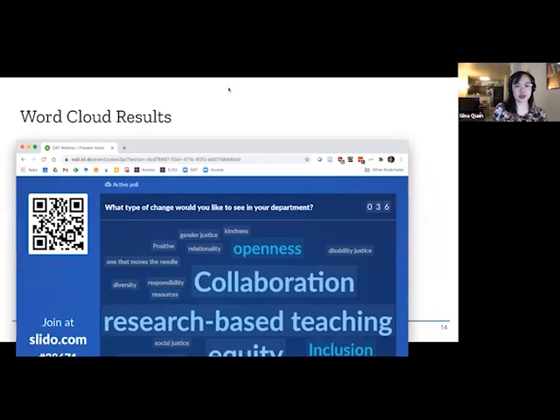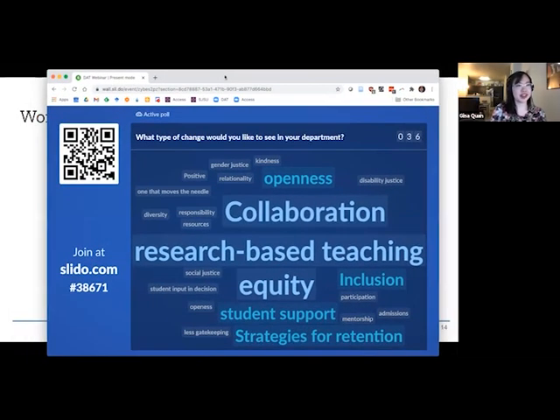I'm just going to move over the word cloud results into the screen share. You can see a lot of kinds of ideas here that came up. The really big ones, the size of them correspond to how common they were. So you see collaboration, equity, and research-based teaching were all really important for people.